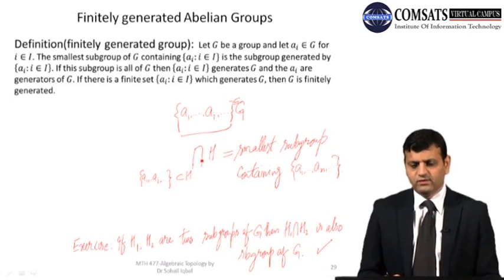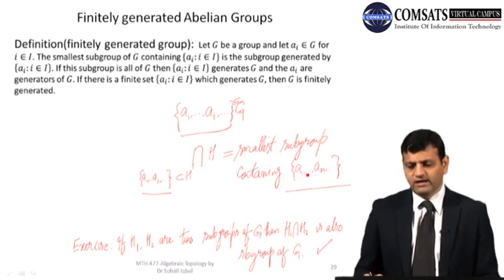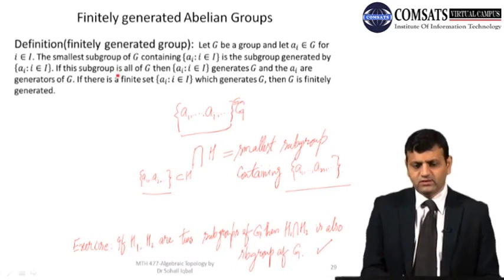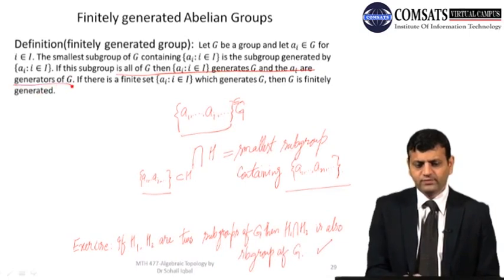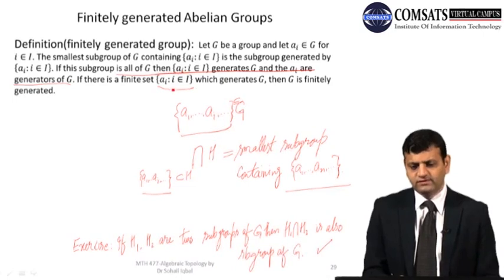So when we take the intersection of all subgroups containing these elements, of course it's going to be a subgroup of G, and this subgroup is the smallest subgroup containing all these elements. So this subgroup is generated by these elements, and if this subgroup is all of G, then we say that these elements ai generate the group G, and the ai are called the generators of the group G. If there exists a finite set ai, or if this set ai is finite, then we say that G is a finitely generated group.